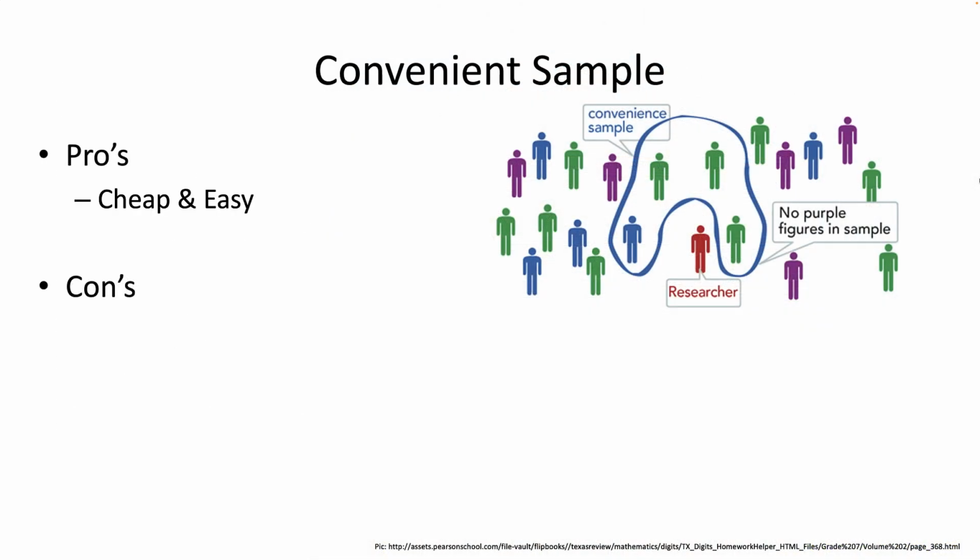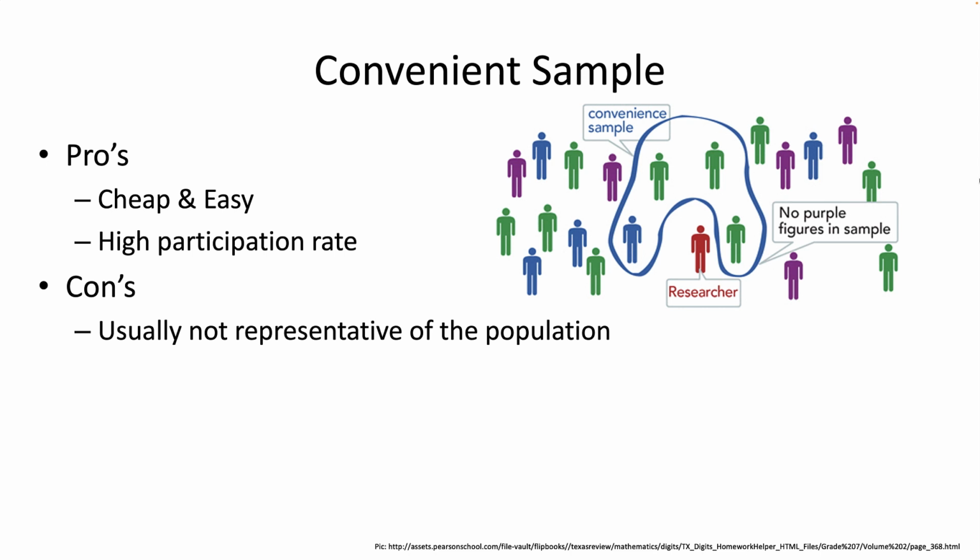The pros of a convenient sample are that it's cheap and it's easy. You also get a high participation rate. The cons are it's usually not representative of the population. In fact, a convenient sample is not recommended because it's very difficult to generalize to other subjects in your population.